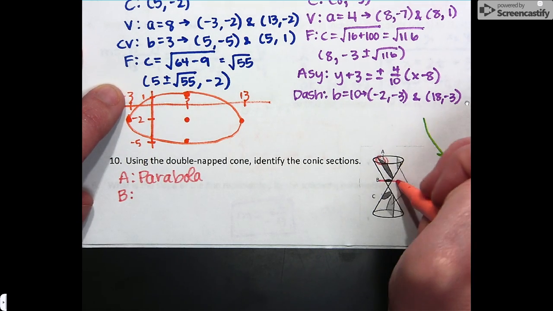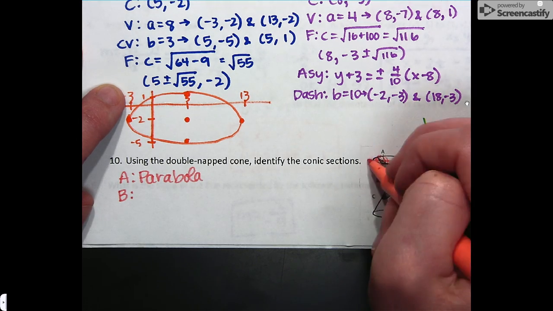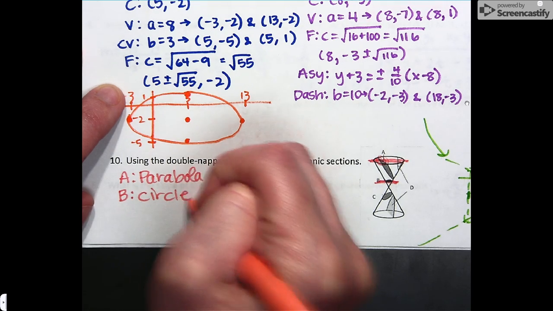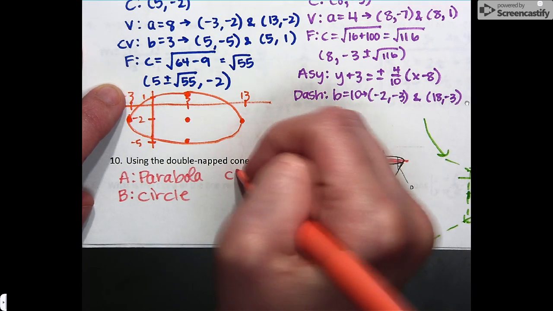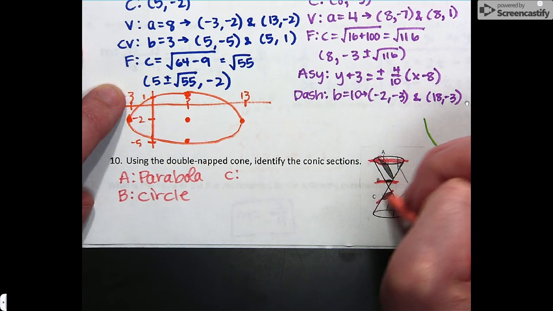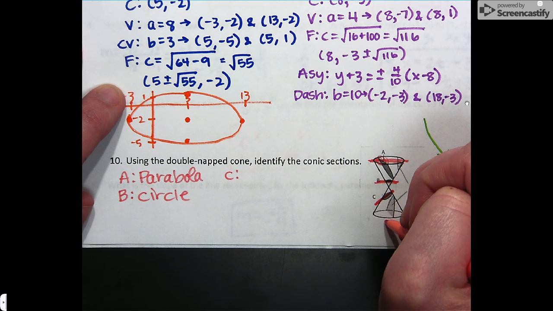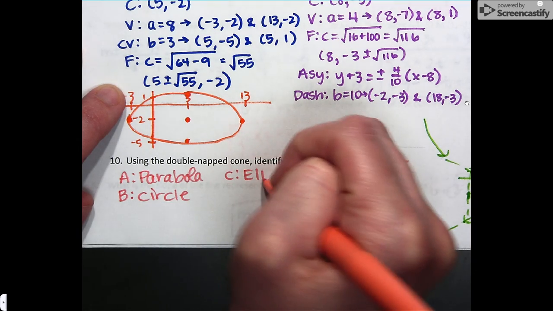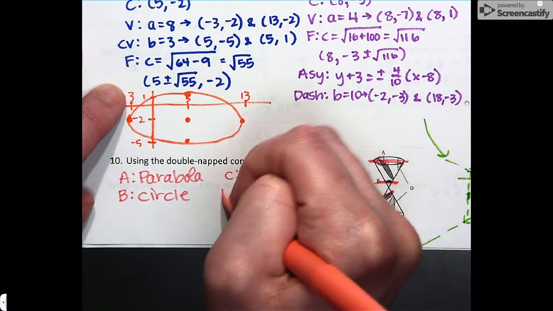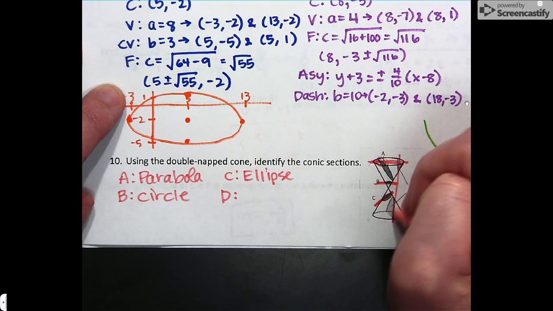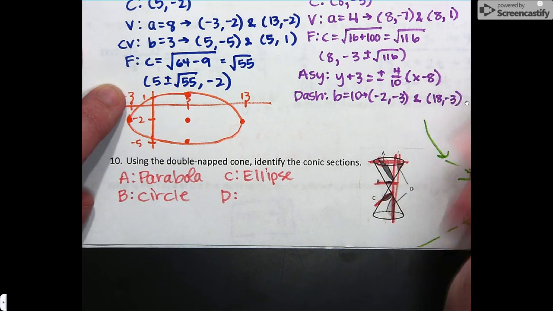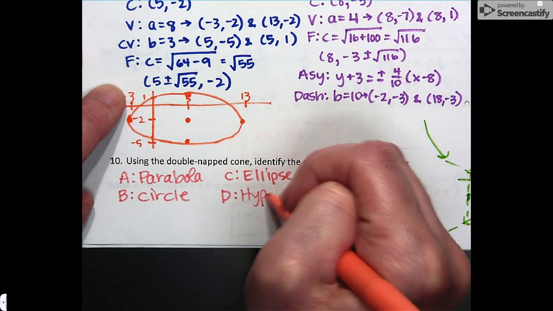B, let's see, B is perfectly parallel to the base of the cone. So that's going to be our circle, and it's only cutting one cone. C, let's see, C only cuts one cone, but it does not intersect the base, but it's not parallel to the base. So that's going to be your ellipse. And D cuts both cones, right, usually perpendicular to both bases, which is how we get to our hyperbola.